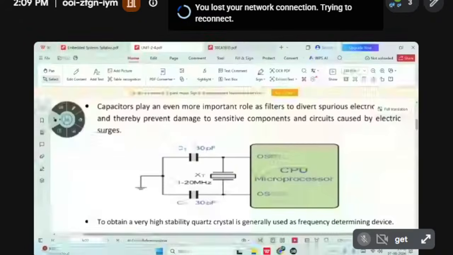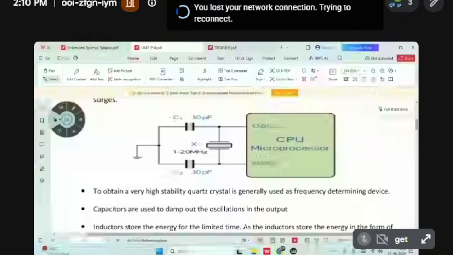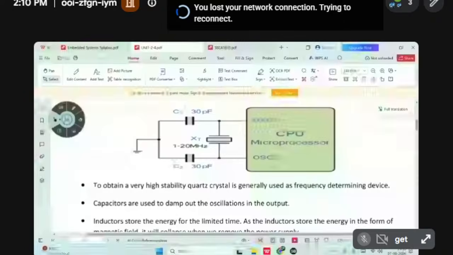So we have oscillator 1 and oscillator 2. With the help of oscillators I can generate some analog signals, right? So that analog signal should be in the range, right? I think you know the formula of capacitor whenever we have series as well as parallel connection.